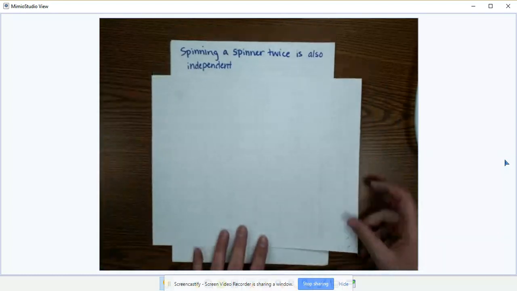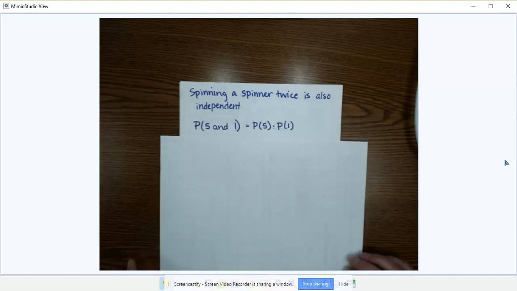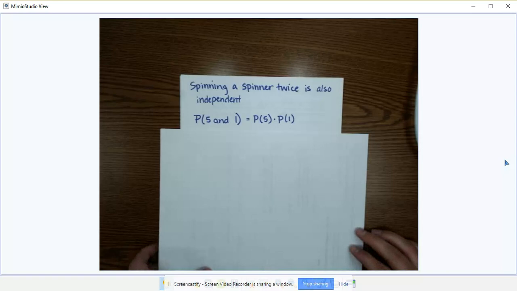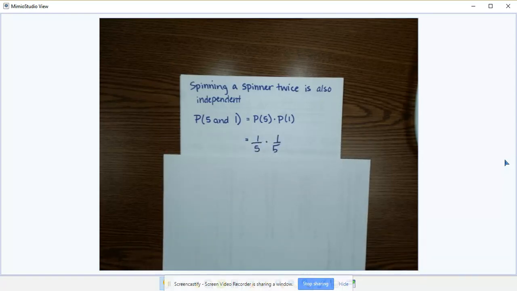Okay, if we were going to spin the spinner twice, those events are also independent, because what we spin the first time does not affect our second spin whatsoever. Say we want to look at the probability of spinning a 5 and then spinning a 1 on our second spin. We would just multiply the two of those together. Each of those probabilities is a fifth, so we have 1 in 25 chances of spinning those particular numbers in that order.